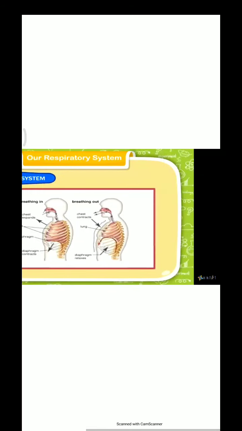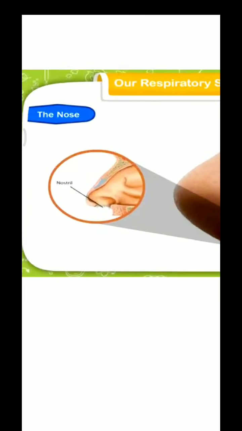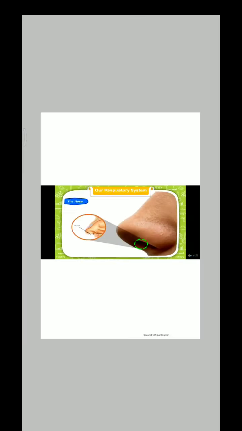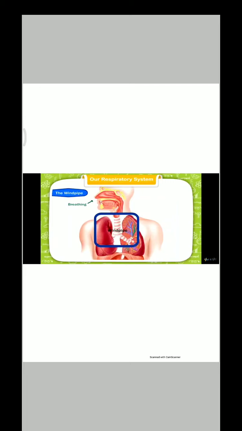First one is your nose. The nostril, can you see? The two openings, the two holes, are called your nostrils. The nostril acts as the air intake, breathing air into the nose. So what is the function of the nose? We breathe in and breathe out through our nose. Means inhalation and exhalation will occur through your nose. Okay. Then your windpipe.